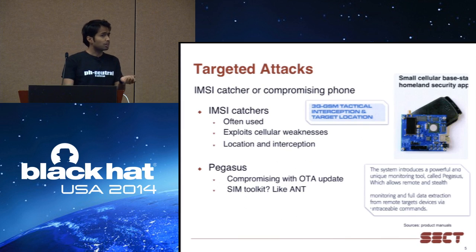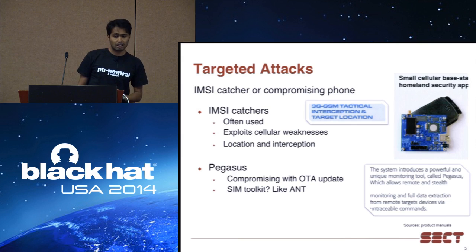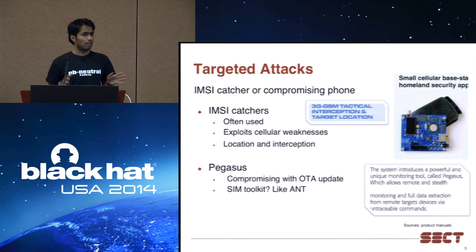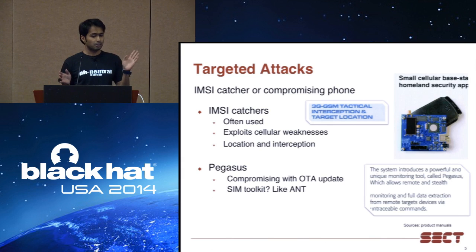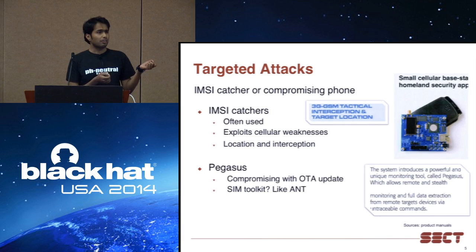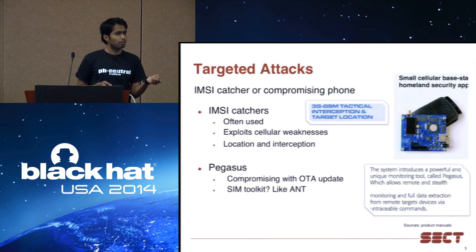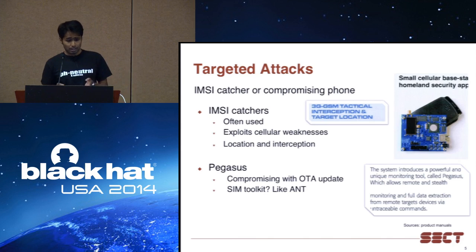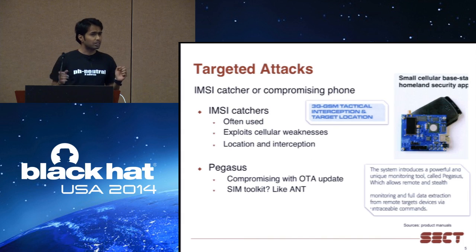So let's look, just in brief introduction, about what these targeted attacks are: IMSI catcher or compromising a phone. I try to divide them into two categories. First is IMSI catchers, which are often used by the FBI or police agencies. These exploit the weaknesses of GSM, basically 3G. Some manufacturers claim that they also exploit 3G networks. The main goal is to track you in some area, basically location tracking or interception.